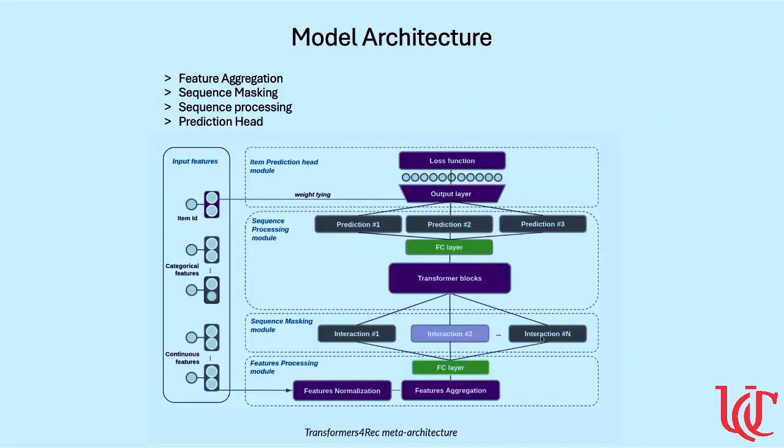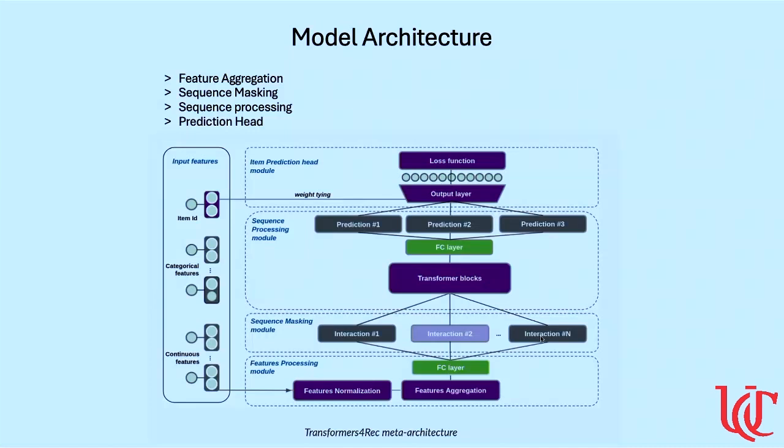No? Okay. So let's dive a little deeper on the model architecture side. Essentially, this entire model is based on 4 different components. One is feature aggregation, then sequence masking, then sequence processing, and finally the prediction head. We'll go one by one into these modules and what they do exactly.